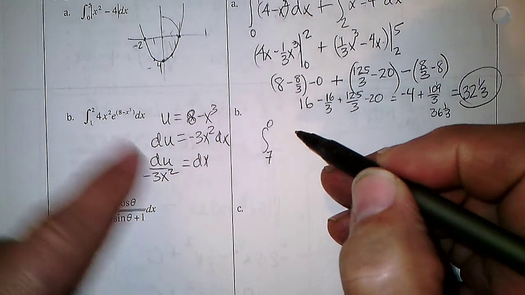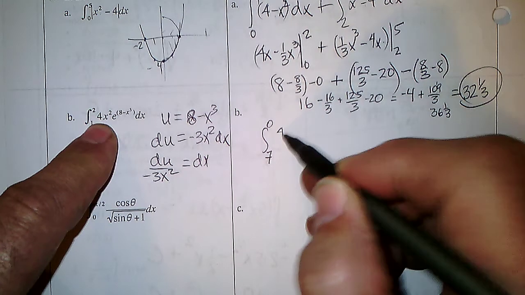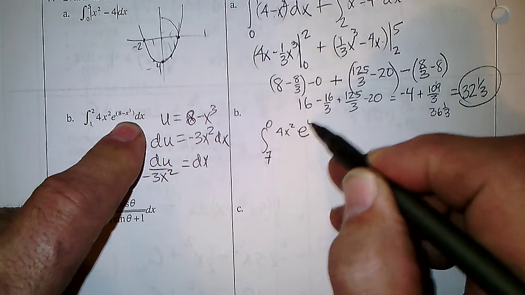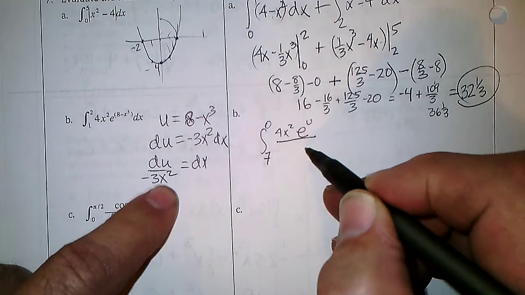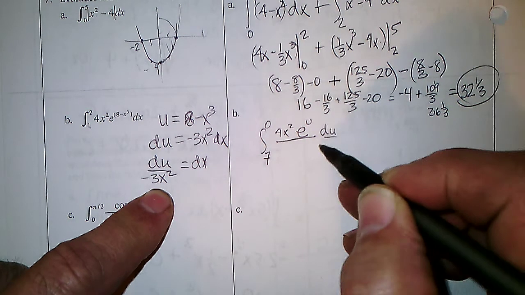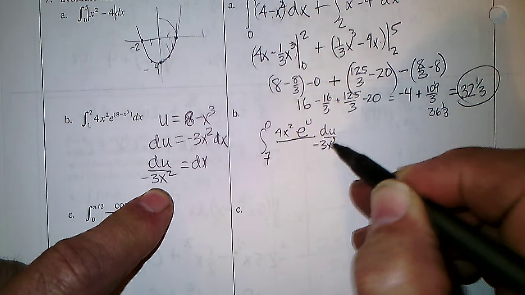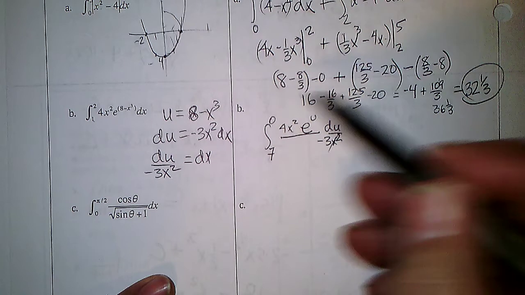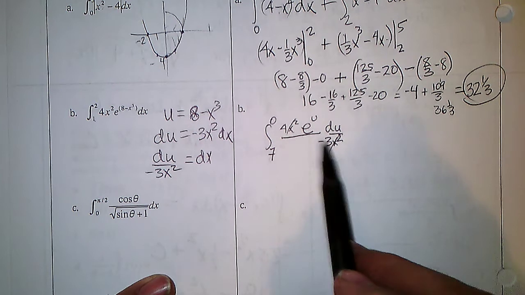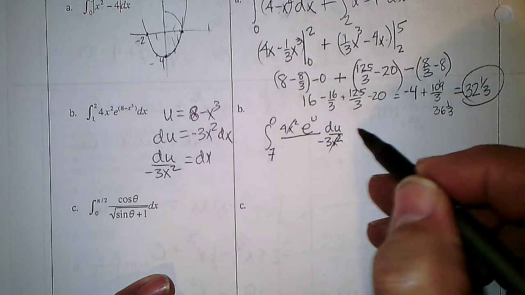Of, we have a 4x squared. We have e to the u times du over minus 3x squared. The x squareds cancel. Take the 4 over negative 3 out.